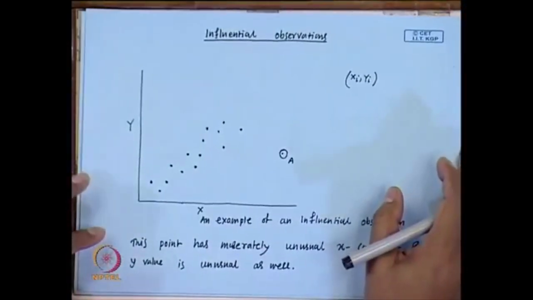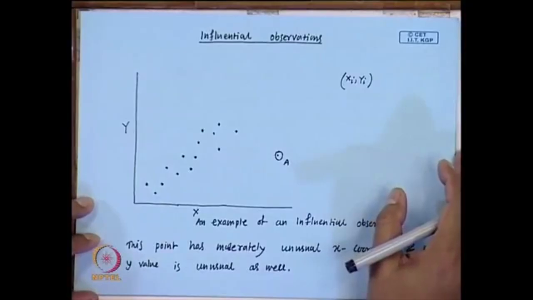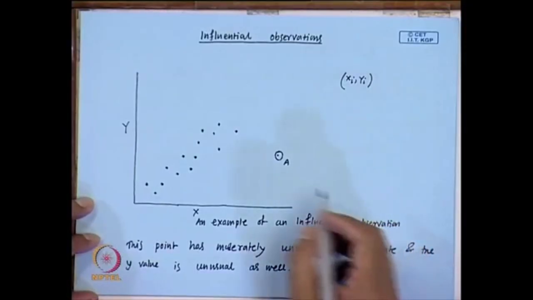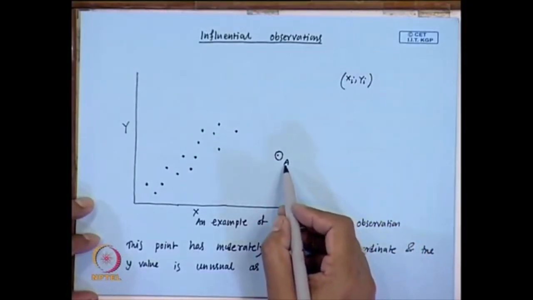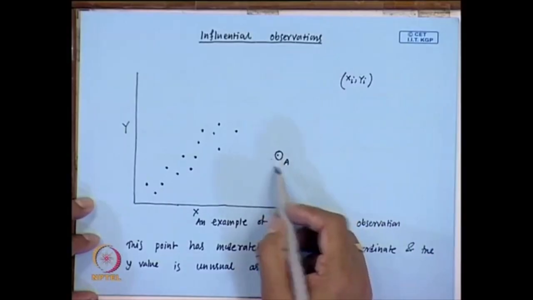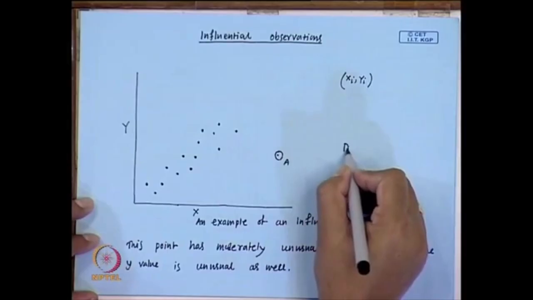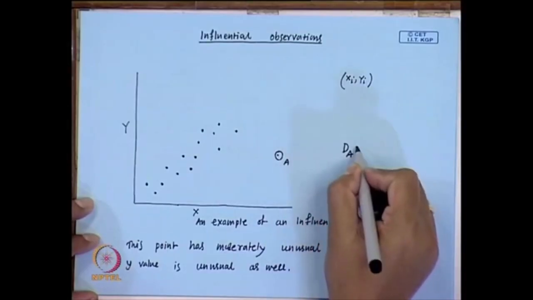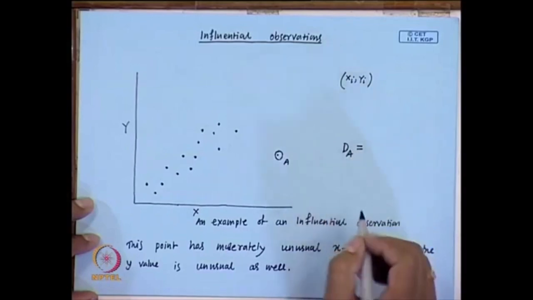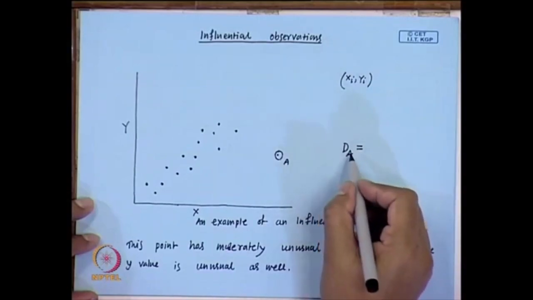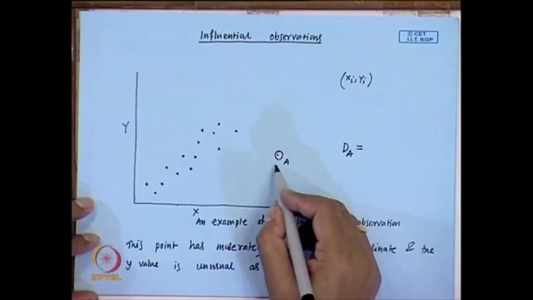Okay, so what I want to say is that, suppose you want to compute the Cook statistic for the observation A here. We call it D_A. So D_i is the Cook statistic for the ith observation, and D_A is the Cook statistic for the observation A.